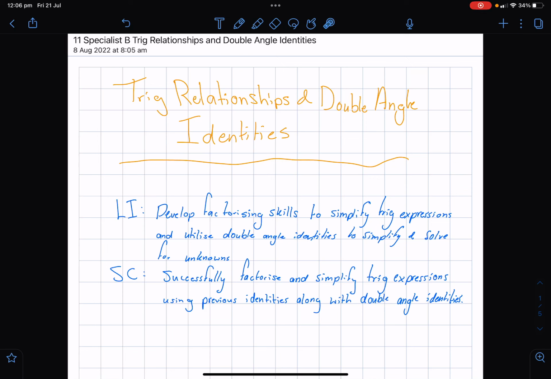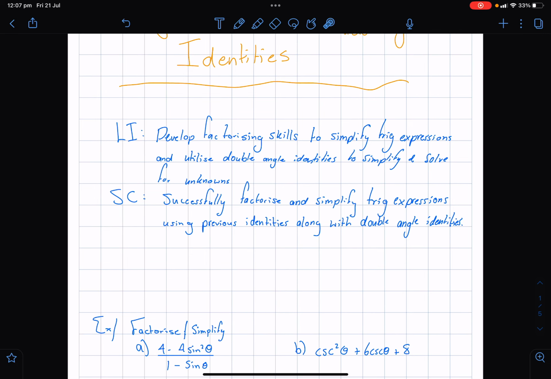Today we're going to be continuing our work with trig relationships, and we're also going to introduce the double angle identities. First, we're going to start looking at how to implement our factorizing skills from quadratics into simplifying trig expressions. And then we're going to utilize double angle identities to help simplify and solve for some unknowns. So let's jump straight into some examples.